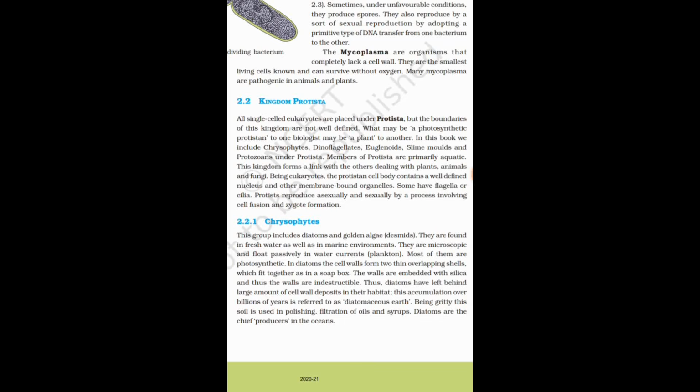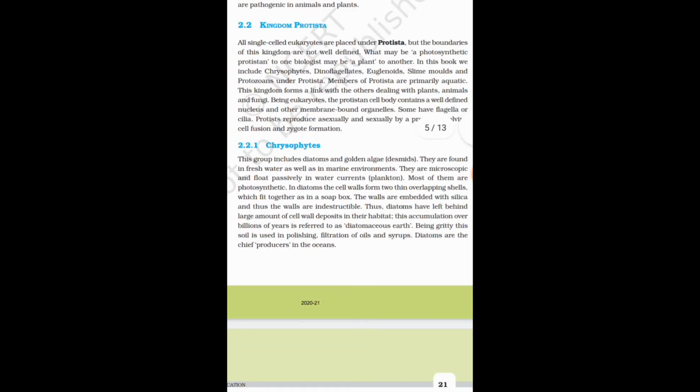In diatoms, the cell walls form two thin overlapping shells which fit together as in a soap box. The walls are embedded with silica and thus the walls are indestructible. Thus diatoms have left behind large amounts of cell wall deposit in their habitat. This accumulation over billions of years is referred to as diatomaceous earth. Being gritty, this soil is used in polishing, and filtration of oils and syrups. Diatoms are the chief producers in the ocean.